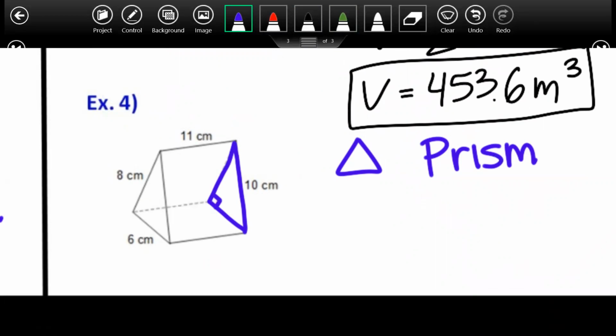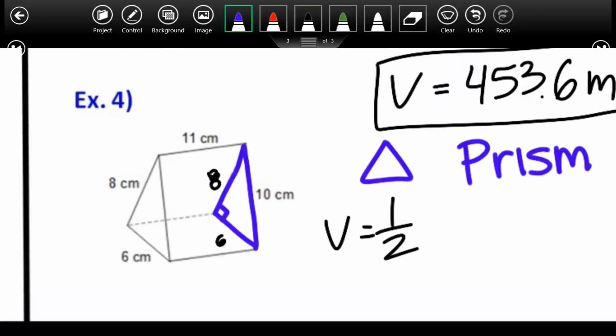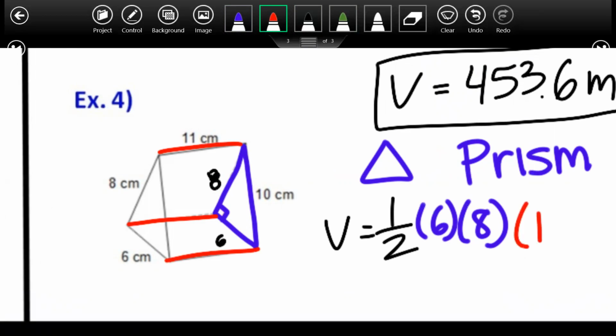That means we can label our backside being 8 centimeters and the bottom being 6. So we're going to find the area of that by doing our volume is equal to 1/2 A and B, which is 6 and 8, times the depth of it or the height of it. The height that extends from this is going to be 11.